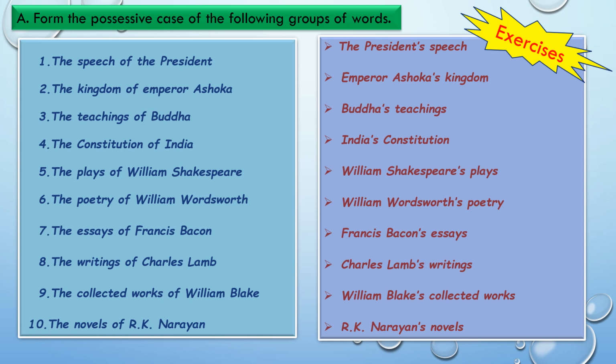Number 9. The collected works of William Blake. William Blake's collected works. William Blake, apostrophe S, collected works. And the last one, the novels of R.K. Narayan. So we will form the possessive case like R.K. Narayan's novels. Now children, is it clear how to form the possessive case? Yes. So, let's move to another exercise.